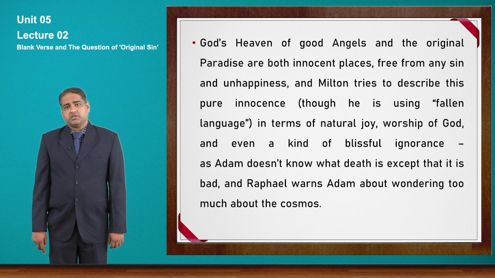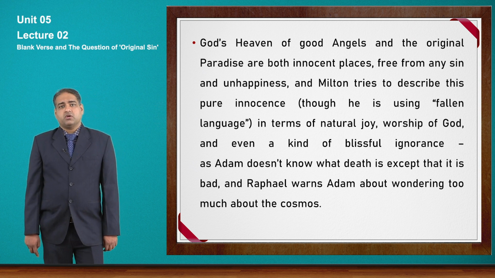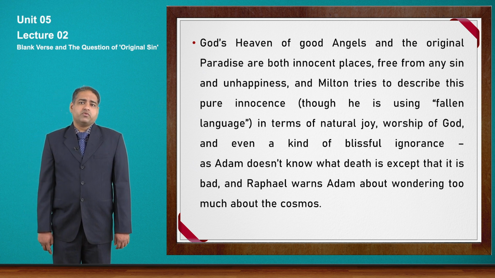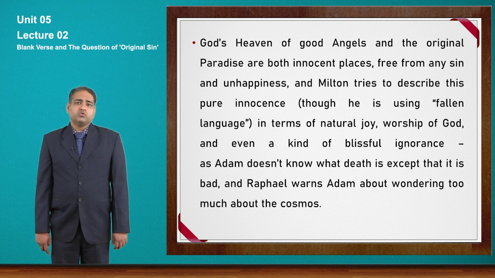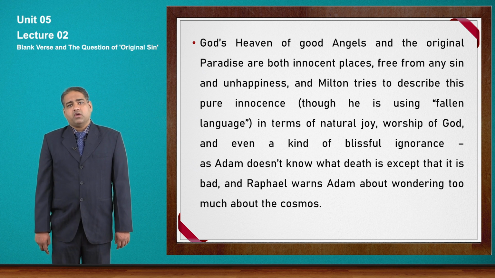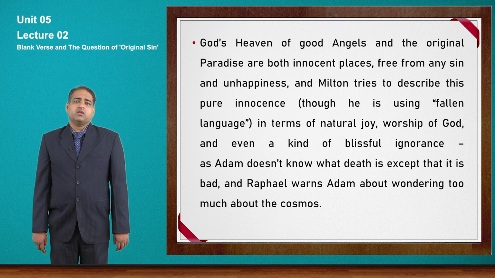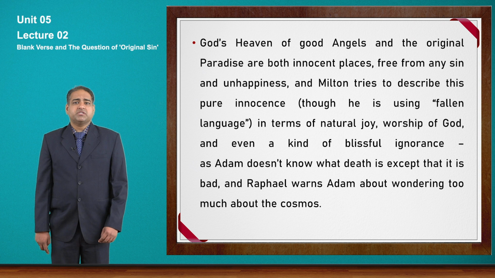God's heaven of good angels and the original paradise are both innocent places, free from any sin and unhappiness. And Milton tries to describe this pure innocence, though he is using fallen language, in terms of natural joy, worship of God, and even a kind of blissful ignorance. Friends, when we talk about God's heaven, where good angels used to live, or the original paradise created by God, where Adam and Eve used to live, they were innocent places. There was no sin or unhappiness in those places. And Milton was trying to describe this innocence through the use of fallen language.